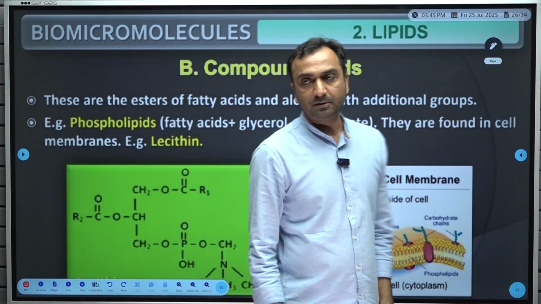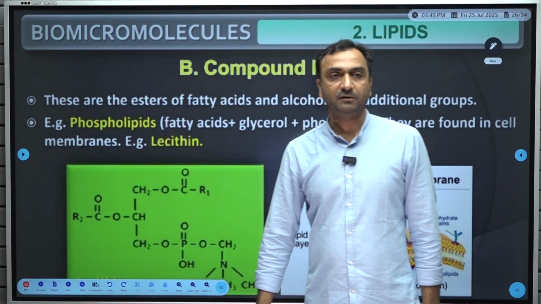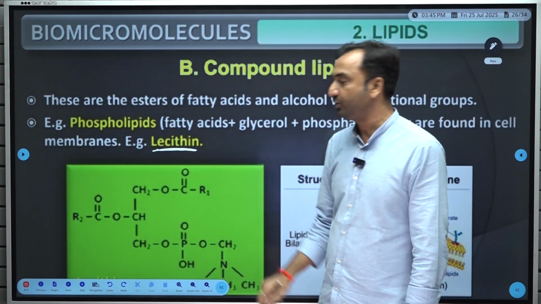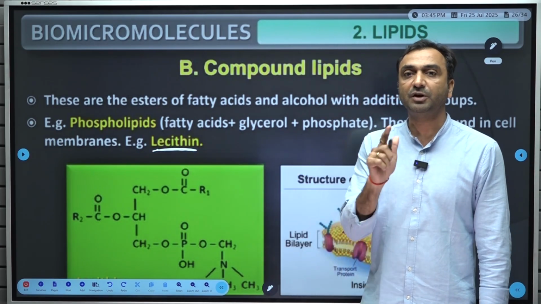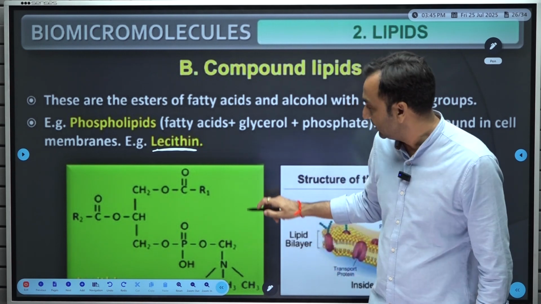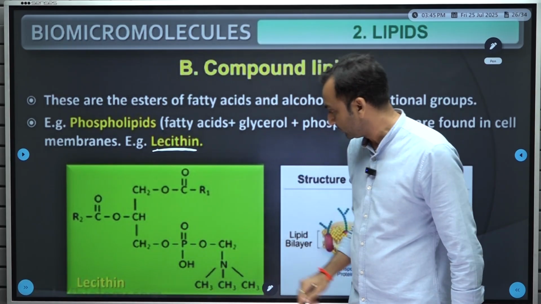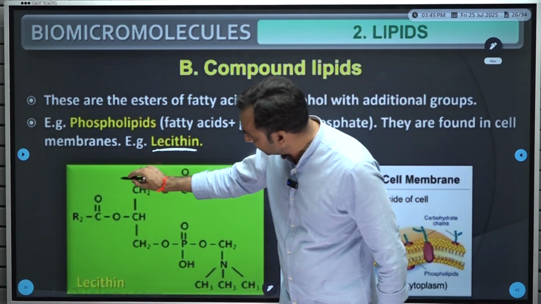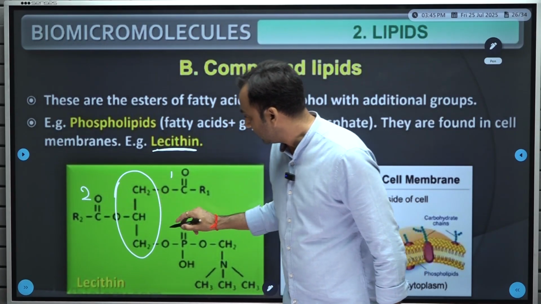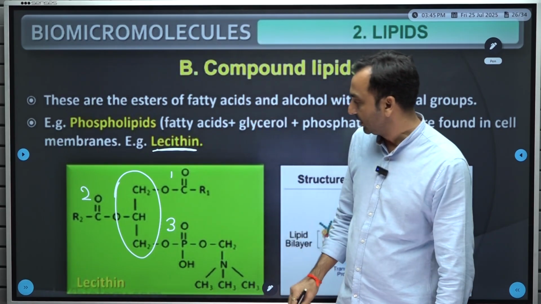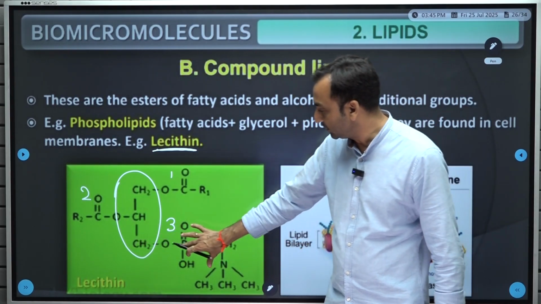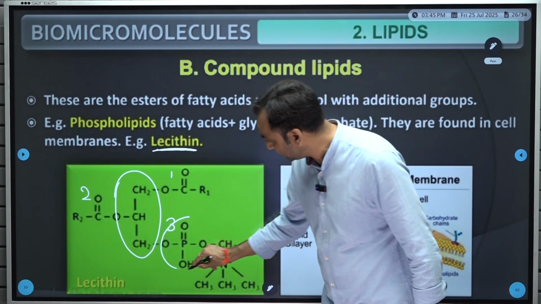They are found in the cell membrane structure, and lecithin is the classic example that they have shared in the textbook. Even the structure of lecithin they have given in the textbook. Right? And this is the structure of lecithin. So this is the glycerol molecule. Right? 1, 2, and the third carbon is here. Okay. This is fatty acid number 3. Fatty acid number 3 contains phosphate.